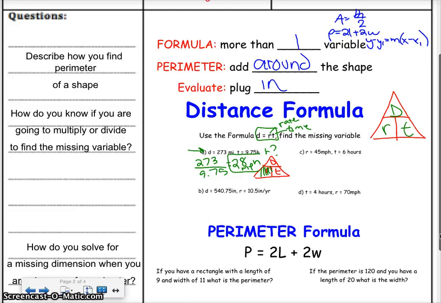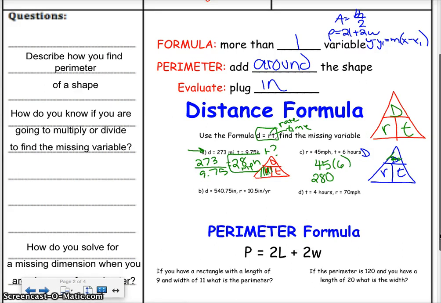Okay, the next one I'm moving to C, just because I'm moving to the right. 45 miles per hour, that's my rate. T is 6 hours. What am I missing? I'm missing my D. So I'm going to make my distance triangle. I'm looking for D, so I cross out the D because it's missing. What does it mean when they're sticking together? Multiply. So I'm going to times them. 45 times 6. Oh, look at me connecting it to what we did in 4B, distributive property. 240 plus 30, 280.